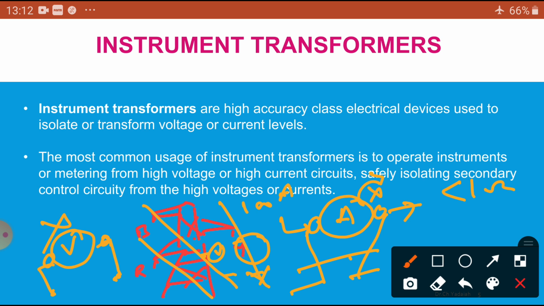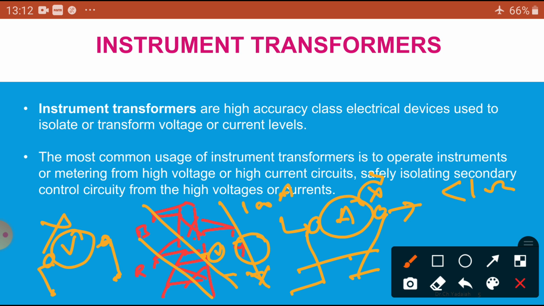CT means current transformer, PT means potential transformer. The current transformer helps to measure current values in high range circuits, whereas the potential transformer, as the name itself says, measures the potential, that is the voltage, in high voltage lines. So the high range values are converted into smaller values, and the smaller values are given to the low range instruments, that is, the ammeter and voltmeter.